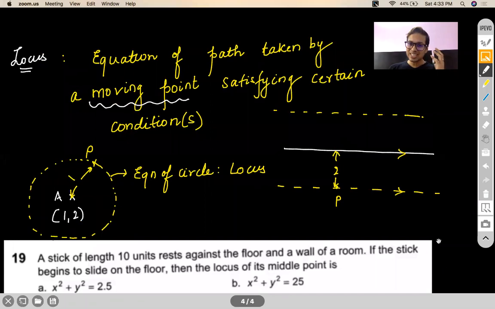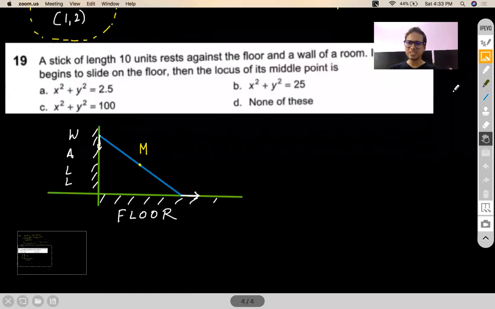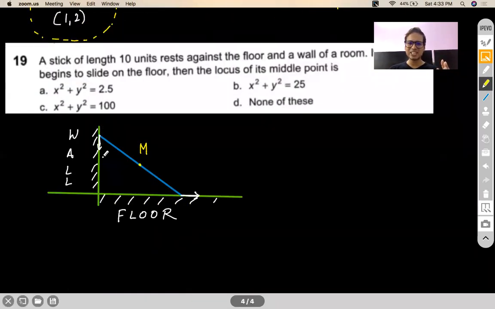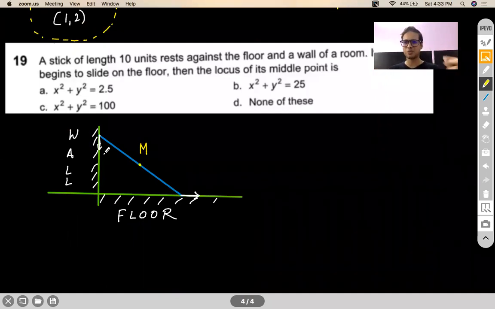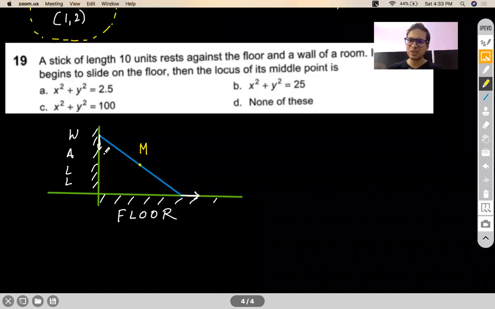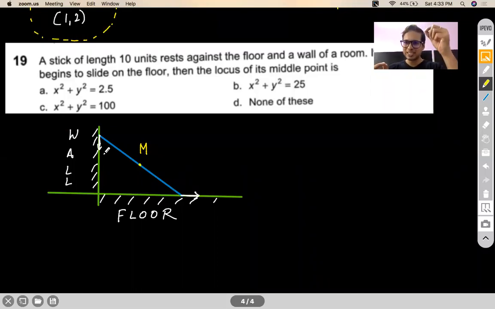Now, what is the constraint under which it is moving? Of course, it is moving in such a way that its two edges are always attached to the wall and the floor, correct? The two end points of this stick cannot leave the wall and the floor. I'm sure you would have experienced this in real life also. When a ladder slips against the wall and the ground, the end points of the ladder are always attached to the wall and the ground. So this is the condition I need to fulfill.